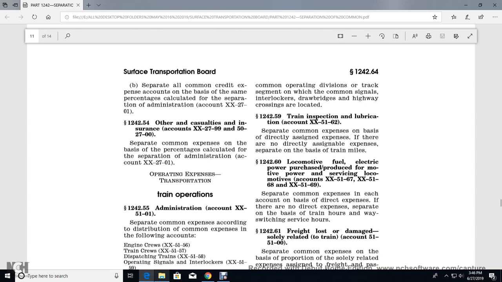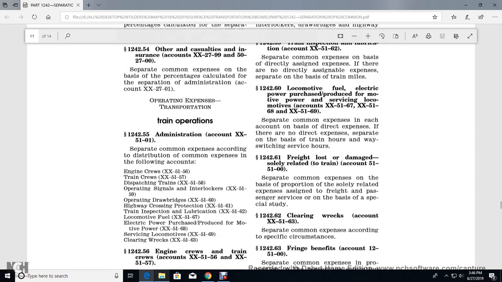1242.59 Train inspection and lubrication, account 5162: separate common expense with the base for the directly assignable expense. There is no directly assignable expense; separate on the base of the train miles. 1242.60 Locomotive fuel, electrical power purchased to produce the motive power, and servicing locomotives, accounts 5161, 5168, 5169: separate common expense, each account with the base for the direct expense, but there's no direct expense; separate on the base for the train or the way of switching services.